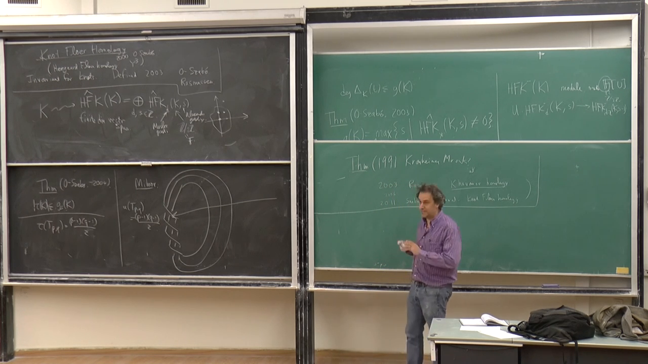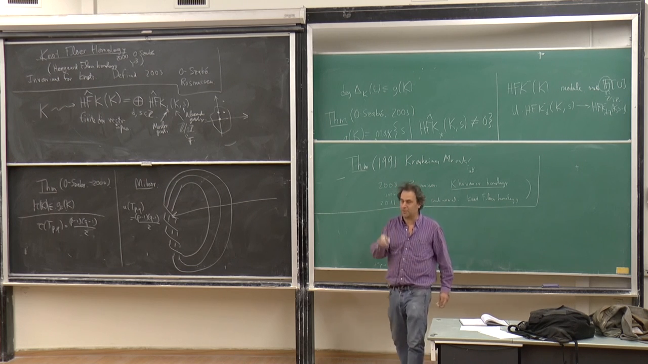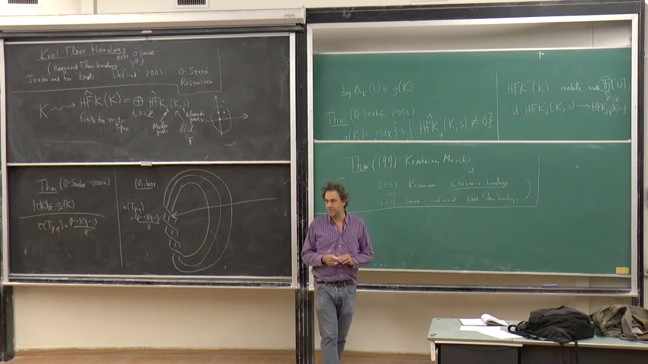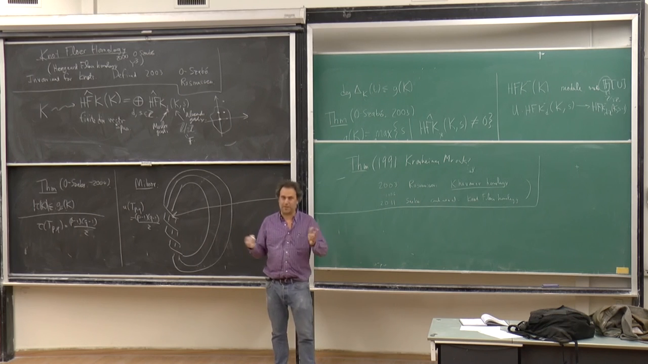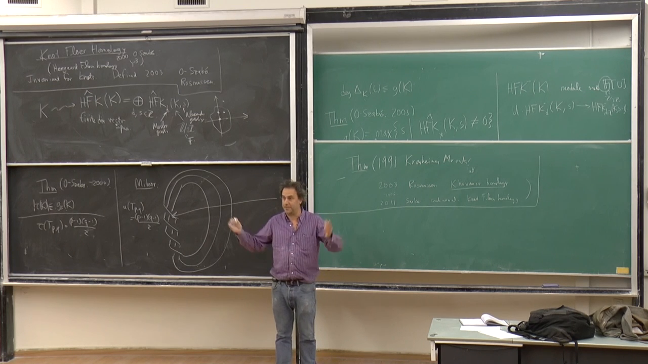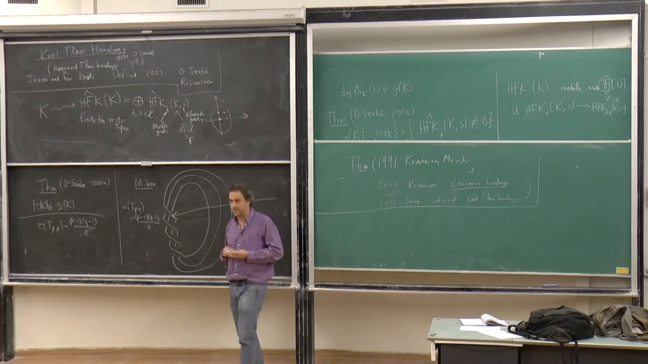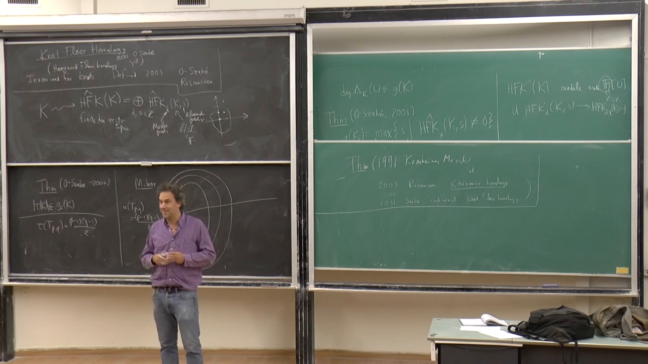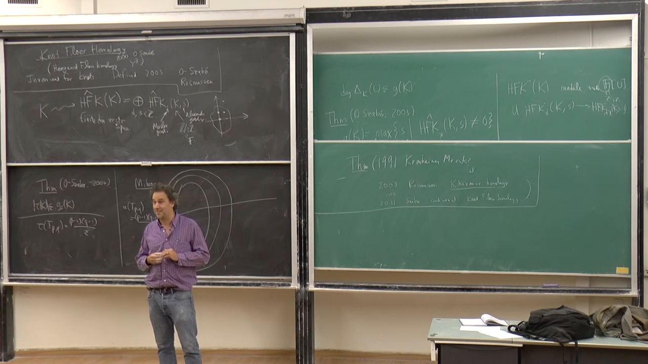Yes, Knot Floer homology detects the unknot. That's right. There's no combinatorial proof of that. There's a combinatorial proof that Knot Floer homology is well defined, but right now we don't know a proof that it detects the unknot.